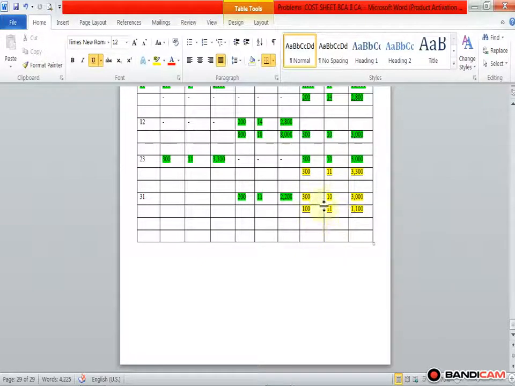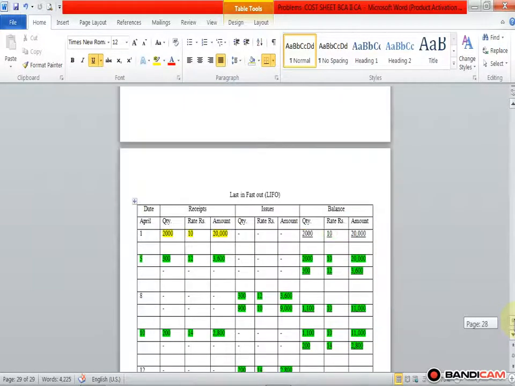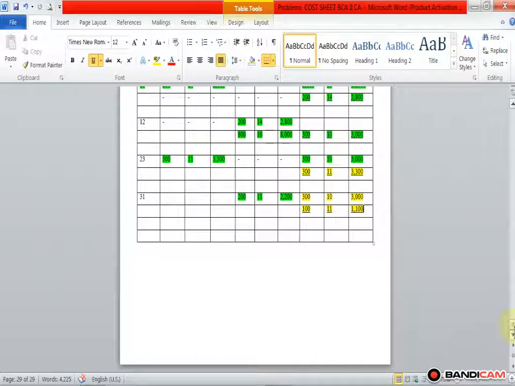Okay, got it? So we solved the problem according to the LIFO method. Now, in our next lecture we will start our unit number 4, that is contract costing. We will only study the theoretical part of contract costing. Okay, thank you very much.